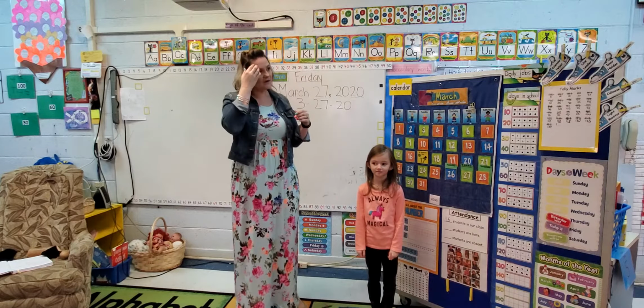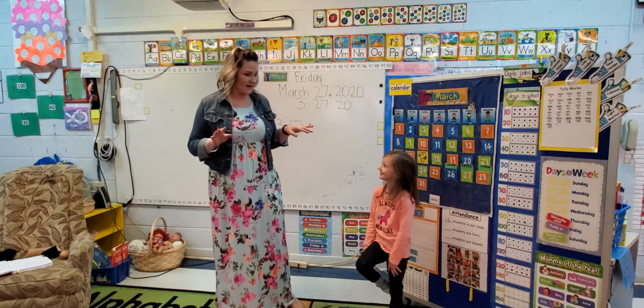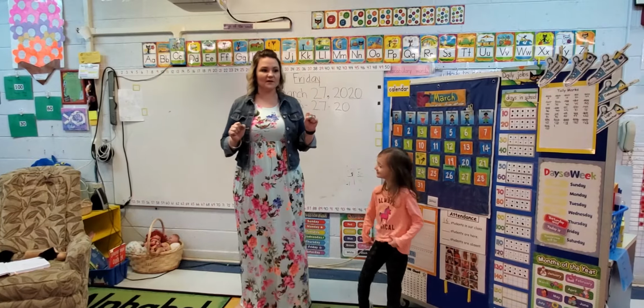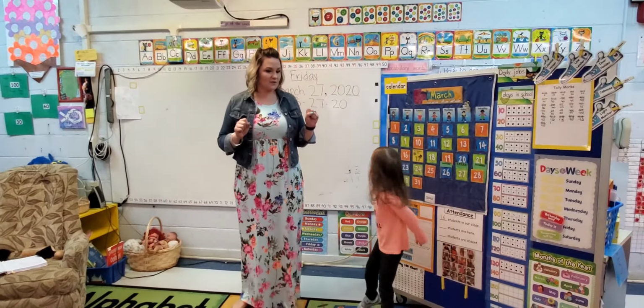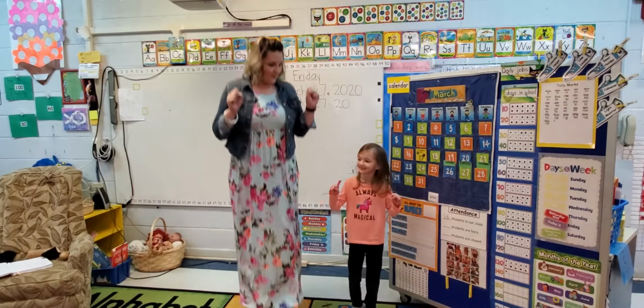10, 20, 30, 40, 50, 60, 70, 80, 90, 100. Okay, now we're going to count by ones all the way to 100, but we're going to do it silly style. I'm going to make up different ways for us to do it. The first way is going to be like you're a kangaroo, so you're going to jump and do it. Ready?